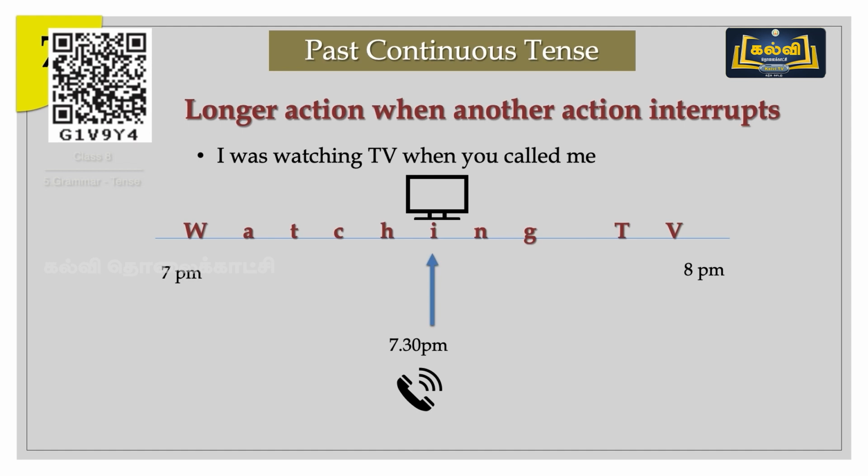So, the interrupting second action should be in simple past. The longer action should be in past continuous tense. Look at the form. When you are expressing a past continuous action while another action is interrupted, you can express it in past continuous tense. The longer action should be in past continuous and the interrupting action should be in simple past.